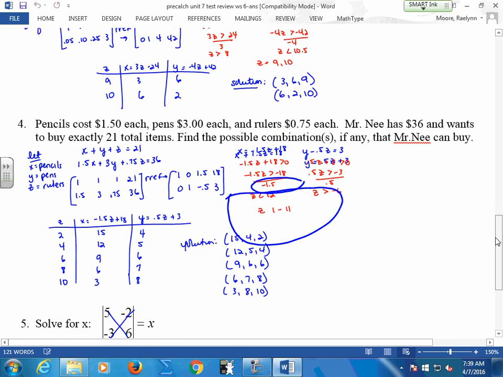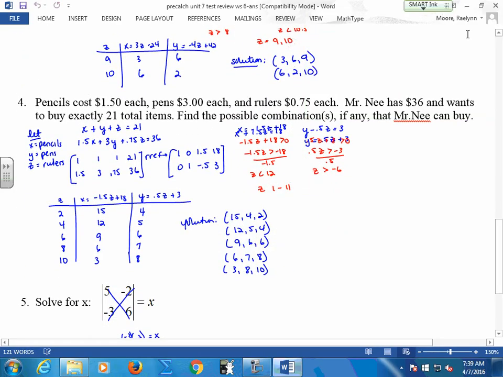Okay, and then here's another one. Pencils, pens, and rulers. Somewhere I need to see what your Z is, just right here. And then you don't have to fill your whole table in. And give me your solution. Something happened over here. Somewhere else. Something's off over there.